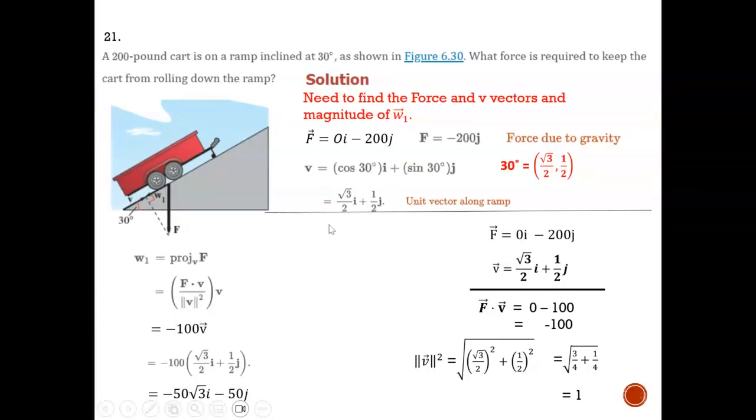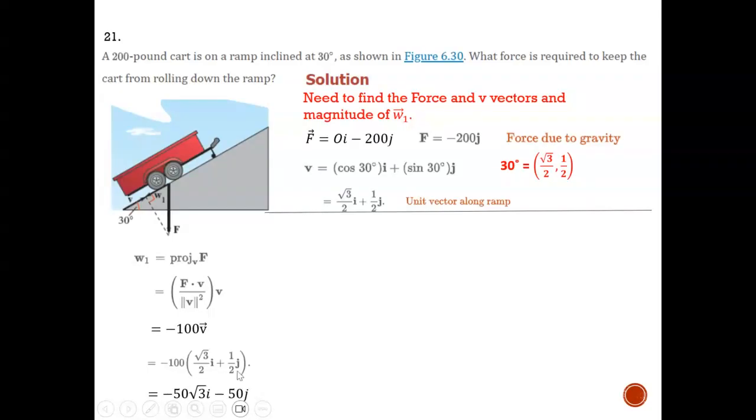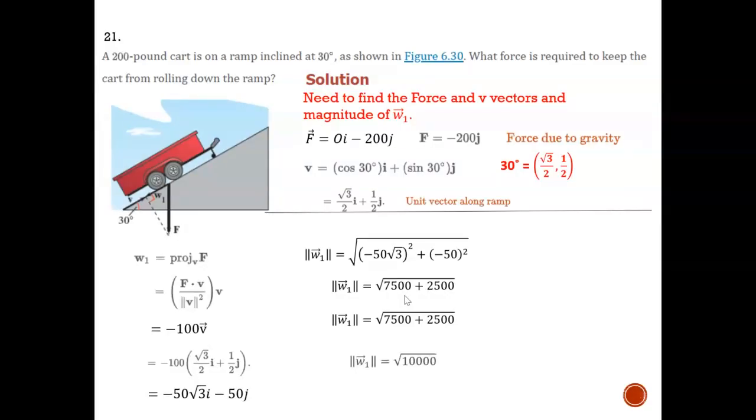Right? Now for the second part, what it means here is that the force is the magnitude of vector W1. So the magnitude of vector W1 is the square root of negative 50 square root of 3 squared plus negative 50 squared, which gives us the square root of 7,500 plus 2,500, the square root of 10,000, which gives us 100. So the force is 100 pounds of force.